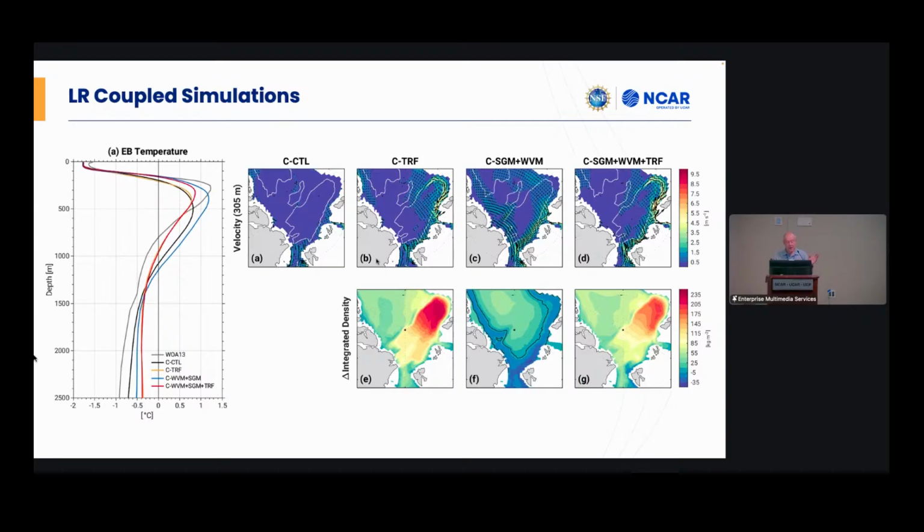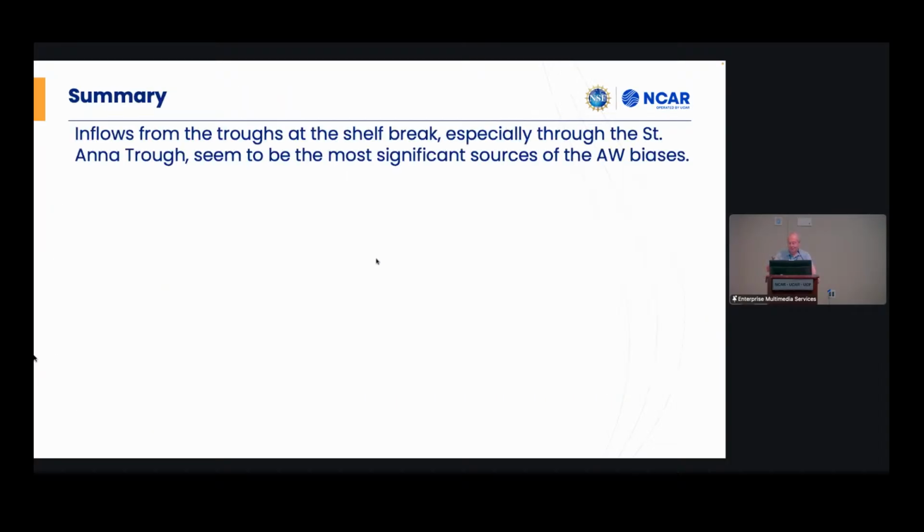So I thought that this was an easy problem. We would be able to fix this thing relatively quickly by identifying where the sources are. Well, I mean, this trough region seems to be important. What the heck do we do to fix that? So with that, I'll summarize. We have some ideas, but we don't have the fix.